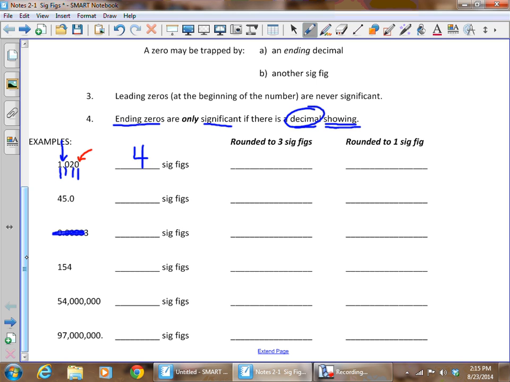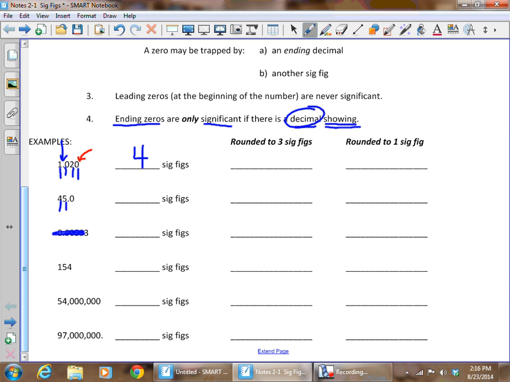Look at the next one. First of all, just mark all of the automatically significant figures because they're not zeros. So hopefully you're marking the 4 and the 5. The next question you should ask yourself is, is there a trapped zero? No, there's not. There is a zero, and it has a sig fig on one side, that 5, but on the other side, there's nothing trapping it, so it is not trapped.